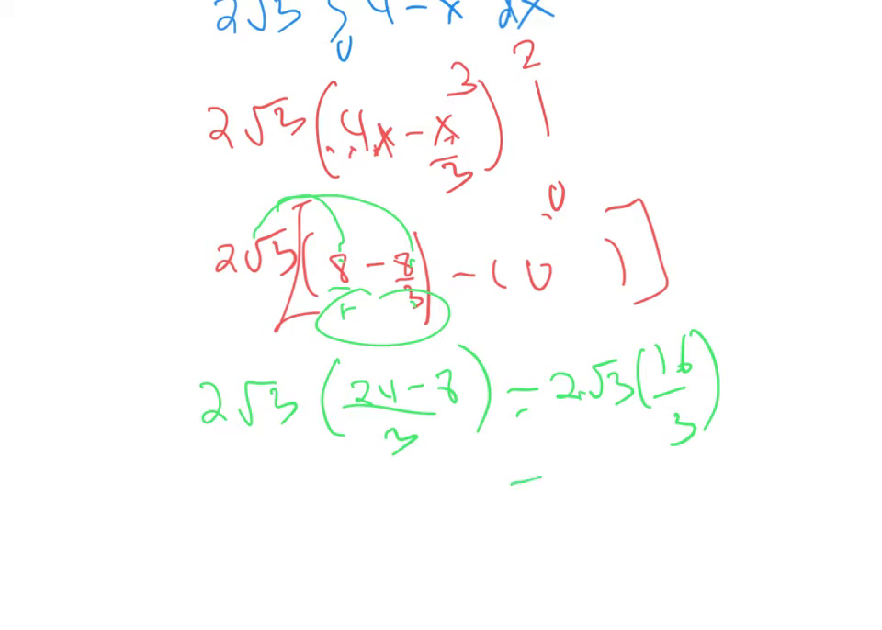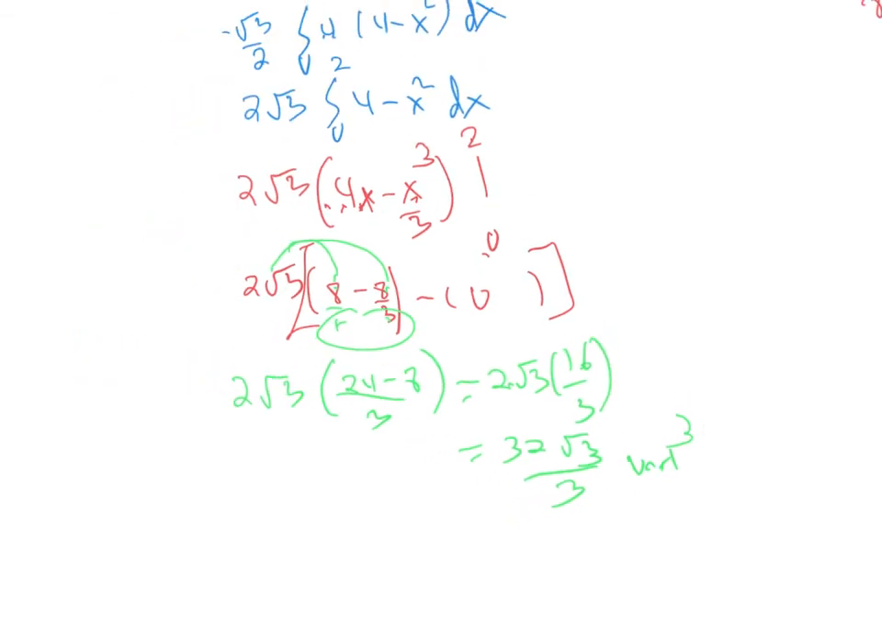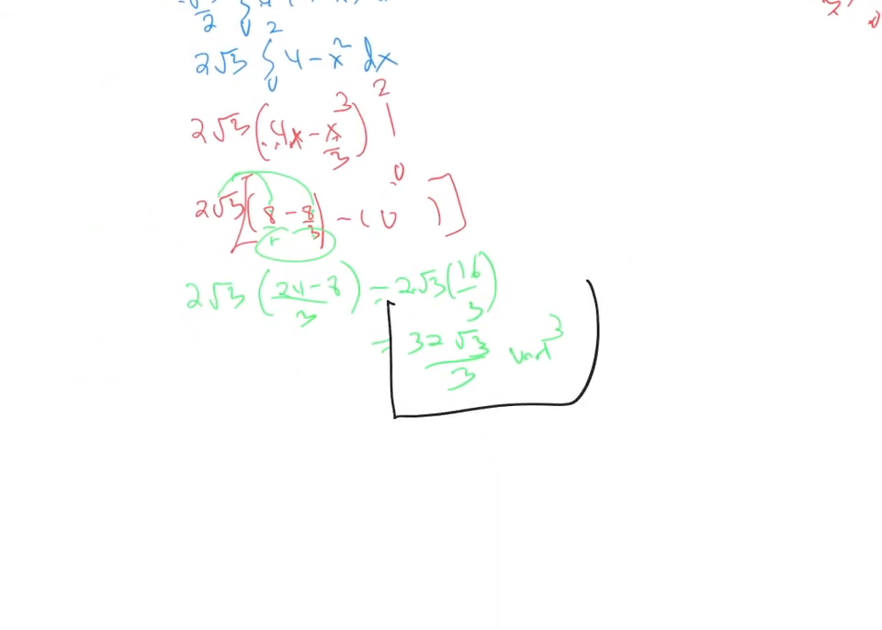16 times 2 is 32 square roots of 3 over 3. By the way, all of these should be some unit cubed, whatever the units were, but I don't think they've given me any units. Unless I made a major mistake, and I could have, because look at all that work, okay? I'm sticking to that answer. I'll let you use your calculator and double check it. Please let me know if I'm wrong.